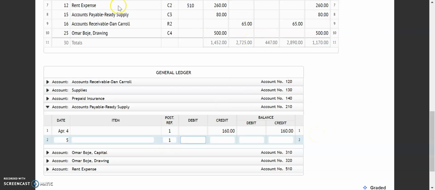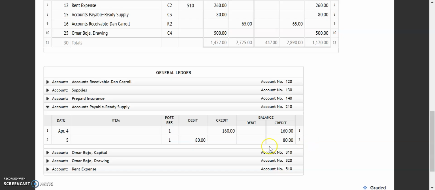And now let's see what happens here. It says we have an accounts payable ready supply. Looks like it has a debit of $80. So we put a debit here. Now this again is where I said you need to remember what the normal balance of the account is. So remember that accounts payable is a liability account. So if we're debiting a liability, that means that we're reducing it. So we need to take 160 minus 80, and we're still going to have a credit balance of $80.